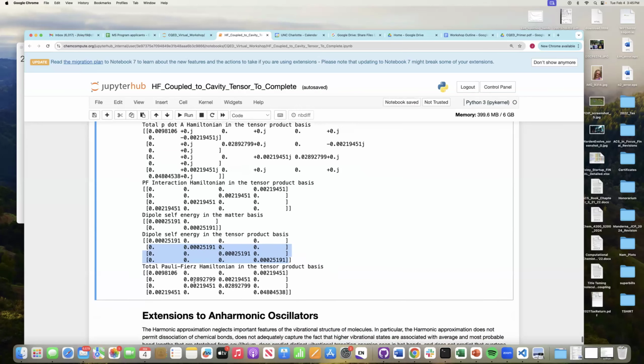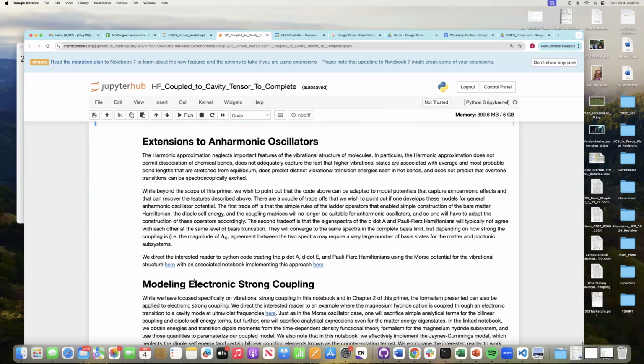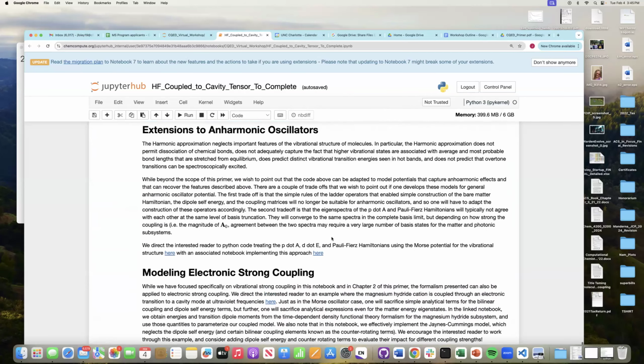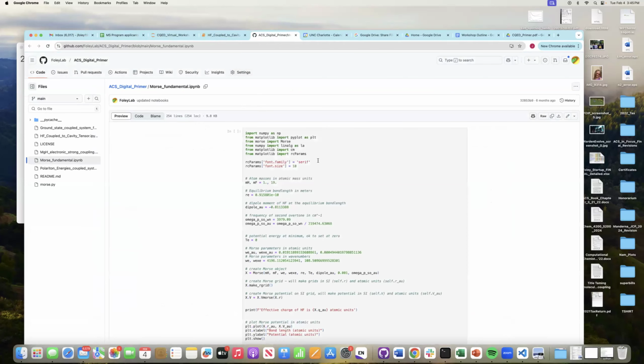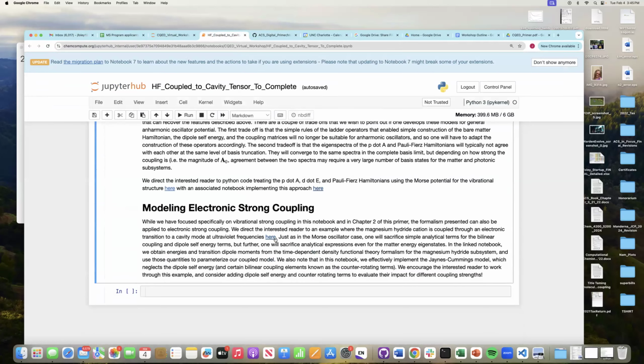So yeah, I think that's it. You can read a little bit more about these extensions to anharmonic oscillators. There's an example that you could follow for the Morse oscillator here. And we have some on electronic strong coupling here. So there's plenty more to do if you want to keep experimenting with that. But that's about it that we have prepared.